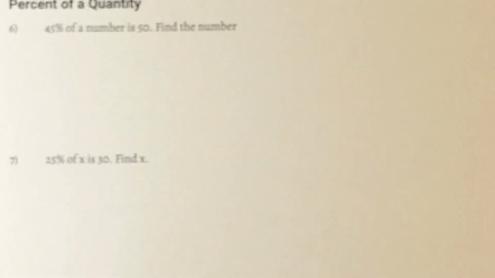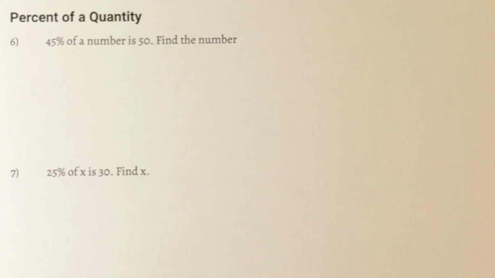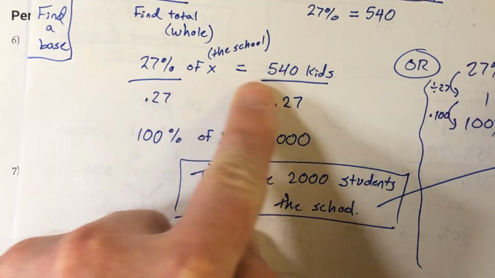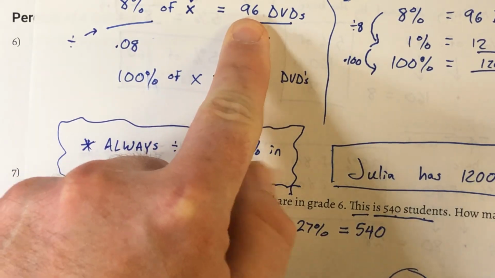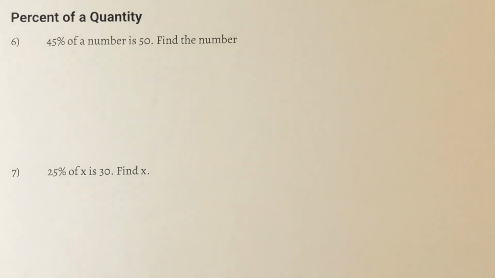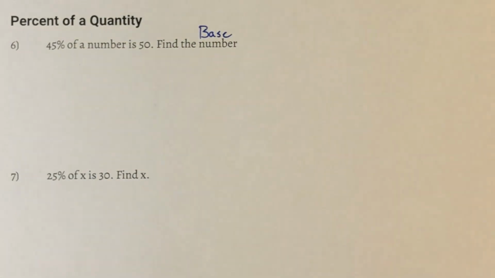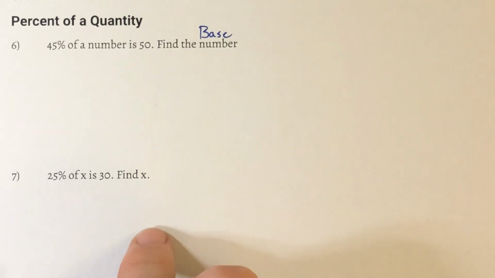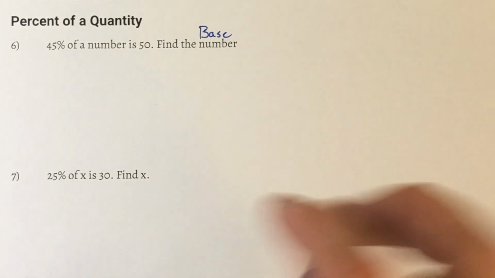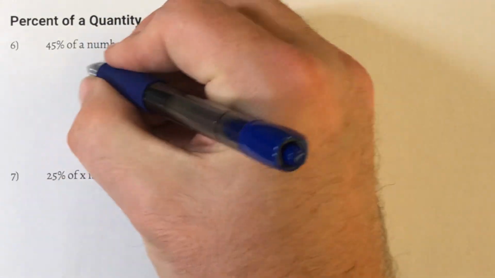Number 6. 45% of a number is 50. Find the number. You'll notice that problem looks like this setup right here. That means this is a base problem. So this is basically saying find the base, find everything. All right, so let's just use that setup that we were just using.